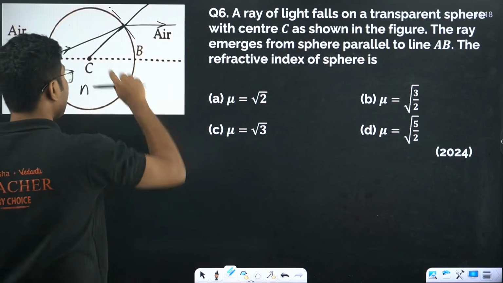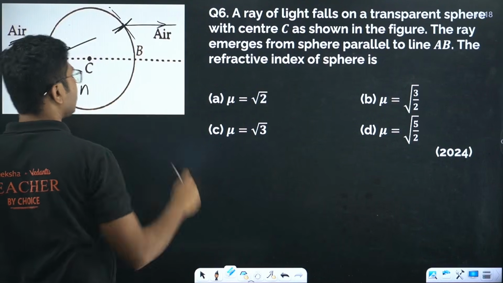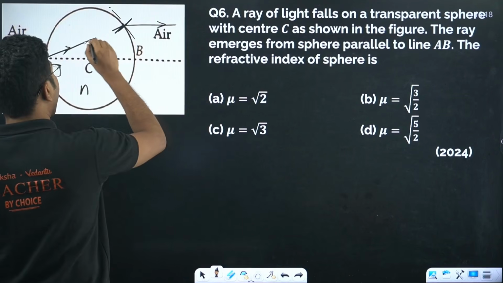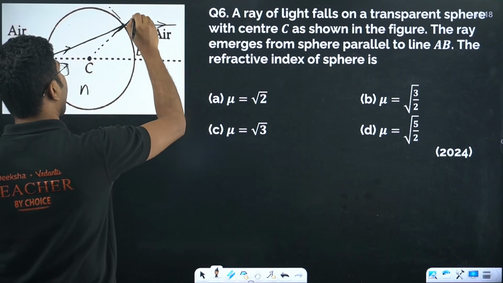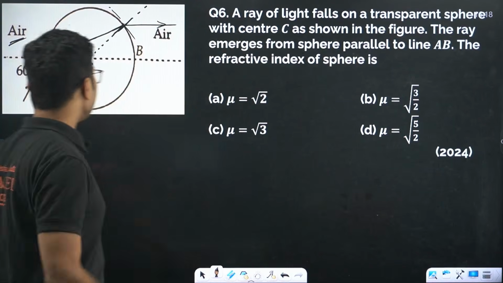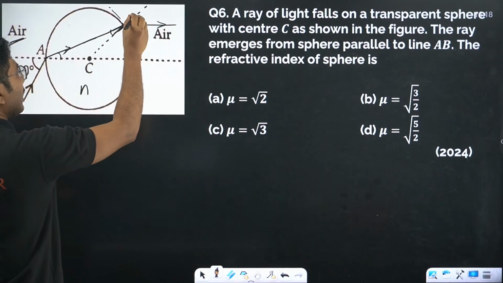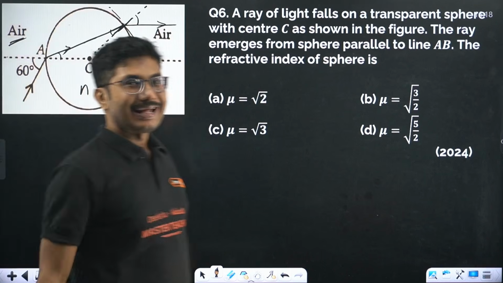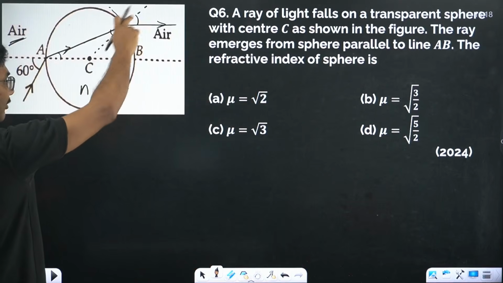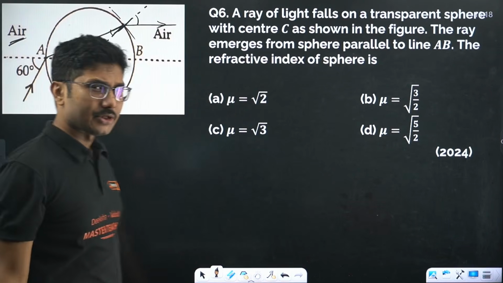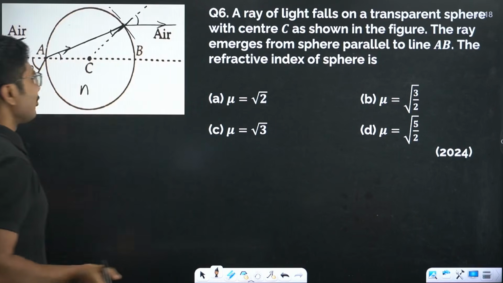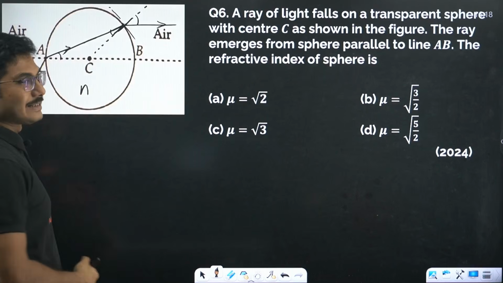So let me make it a dotted line. So this actually acts as the normal. If this angle you know, and if you can find out this angle, then you can find the refractive index. You can find the refractive index by using Snell's law at this junction or Snell's law at this junction. Any one junction you can apply. In fact in this problem we have to apply Snell's law at both the junctions to find the correlation. Anyway, now let us understand what is happening over here.